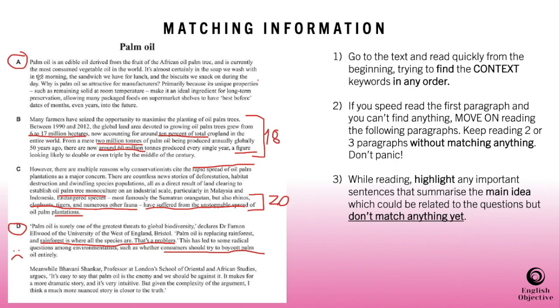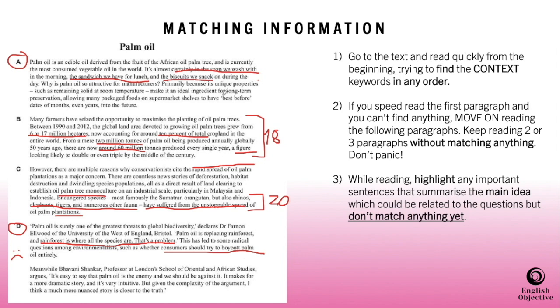So D, I remember already, that is quite negative. And the matching that I have to do is not negative at all. So what I'm going to do is make the decision of just reading A very slowly and see if I can still match it with the question that I have last. So let's read paragraph A very, very slowly. Palm oil is an edible oil derived from the fruit of the African oil palm tree and is currently the most consumed vegetable oil in the world. It's almost certainly in the soap we wash with in the morning, the sandwich that we have for lunch, the biscuits we snack on during the day.